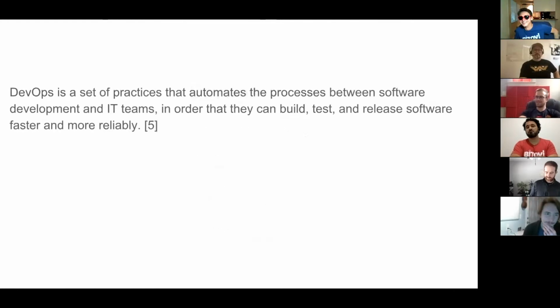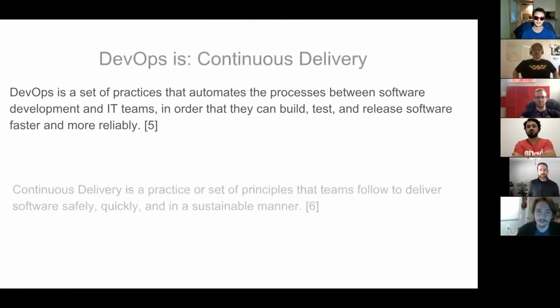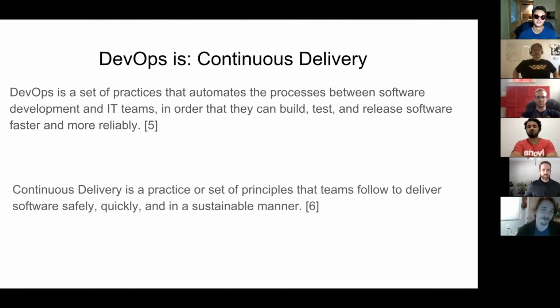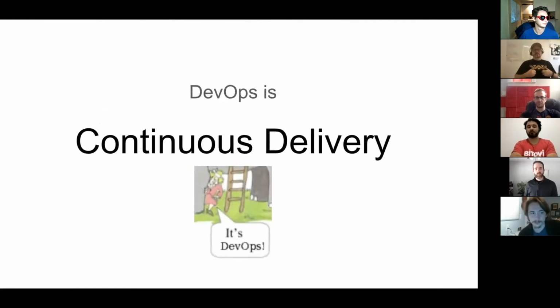Let's do one more. DevOps defined here as a set of practices that automates the processes between software development and IT teams in order that they can build, test, and release software faster and more reliably. By that definition, that sounds quite a bit like just continuous delivery, which is defined here as a practice or set of principles that teams follow to deliver software safely, quickly, and in a sustainable manner. So then, all right, well, DevOps is continuous delivery. By this point, you could probably see where I'm going with this.